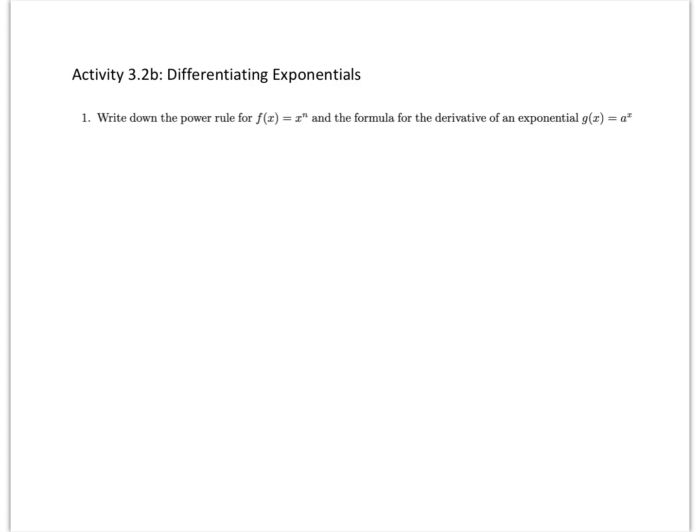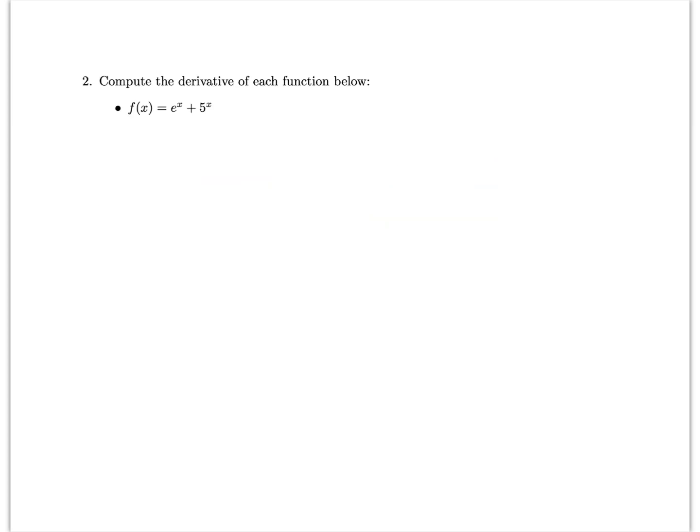Okay, number one, we're going to write down the power rule and the formula for the derivative of an exponential, a to the x. So we know that if f of x is x to the n, f prime of x is n x to the n minus 1. And if g is a to the x, then g prime is a to the x times the ln of a. Okay, compute the derivative of each function below.